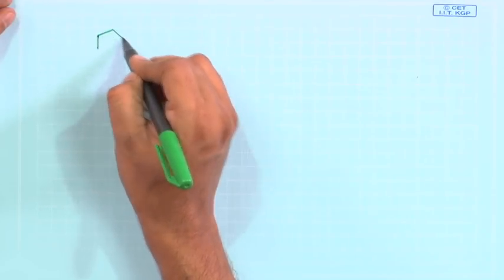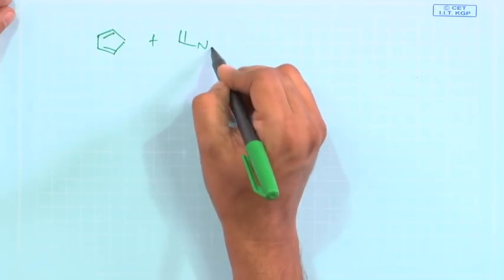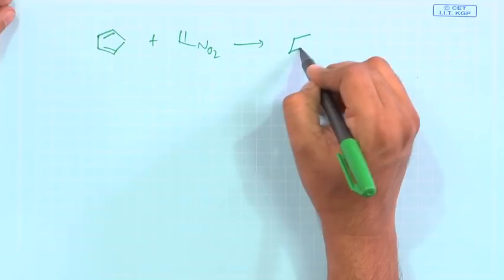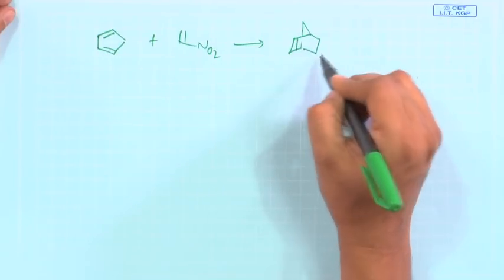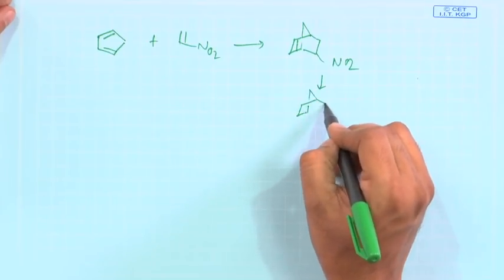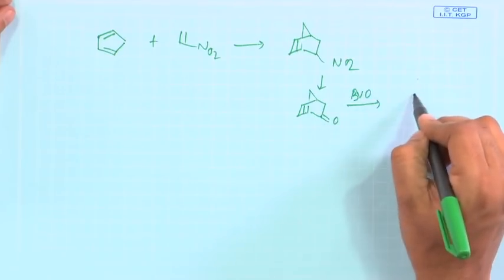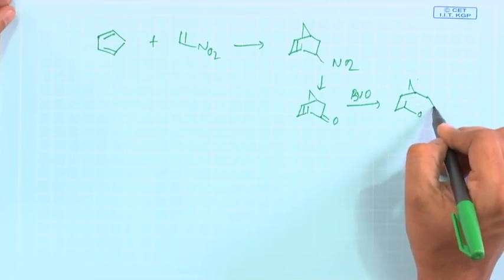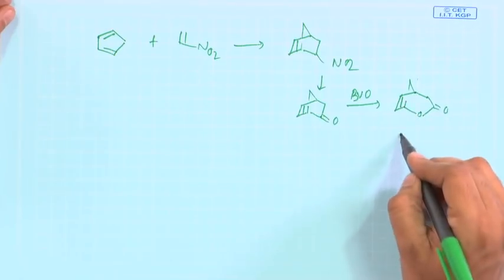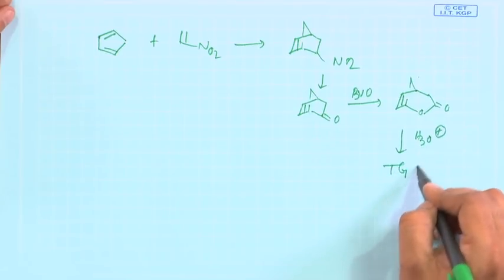So, probably this will be the most direct way. You take this compound, take this nitro, get the Diels-Alder adduct, do the Nef reaction, and get the carbonyl. Then do the Baeyer-Villiger oxidation which will give you the migration of the more substituted carbon, and then you do the hydrolysis as desired to give you the target molecule.